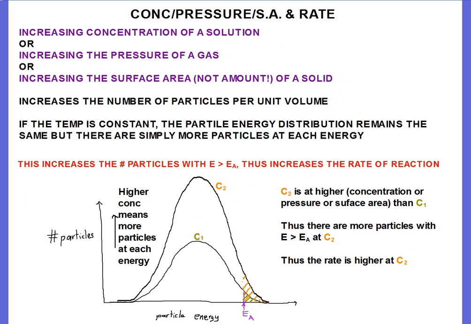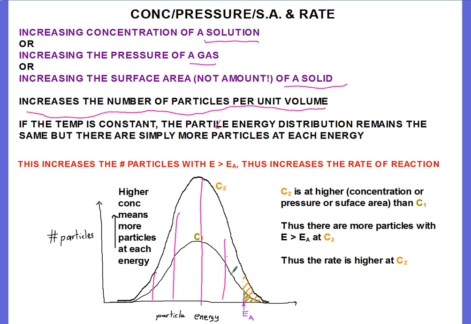Next thing is concentration and pressure and surface area versus rate. Now, if you increase the concentration of a solution, or you increase the pressure of a gas, or increase the surface area, but not the amount of a solid, what you're doing is you're increasing the number of particles per unit volume. And if the temperature is constant, that means the particle energy distribution remains the same, but because you've increased the concentration, or the pressure, or the surface area, that means there's more particles at each energy. So what you're doing is not shifting the curve left or right anywhere, but because you've got more particles in a certain volume, you're increasing the concentration or number of particles at each particular energy.